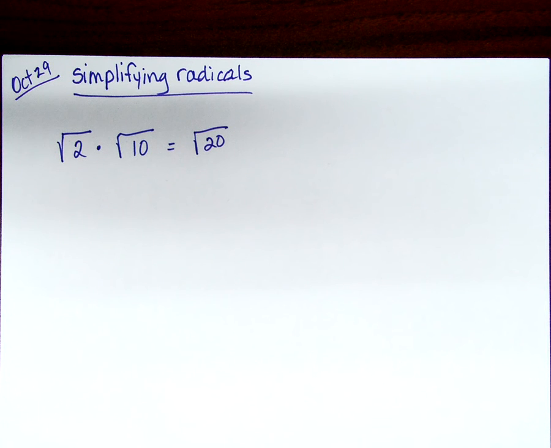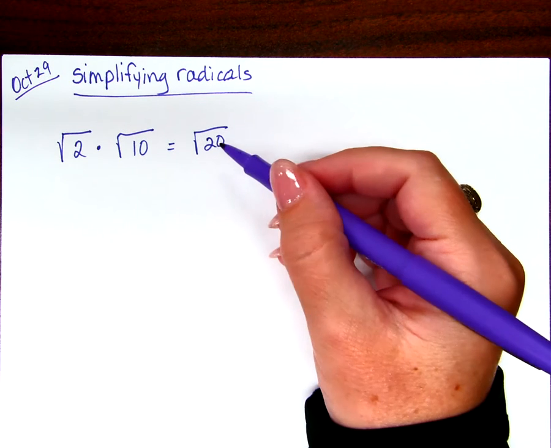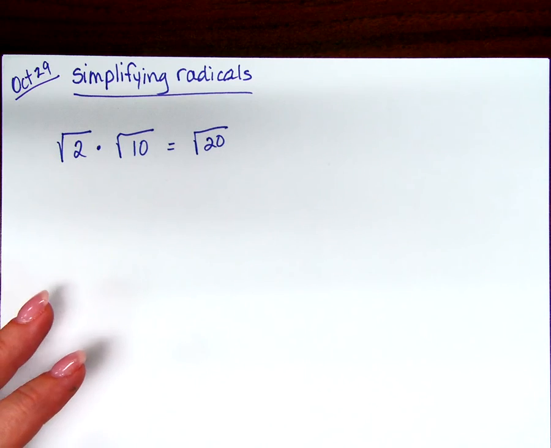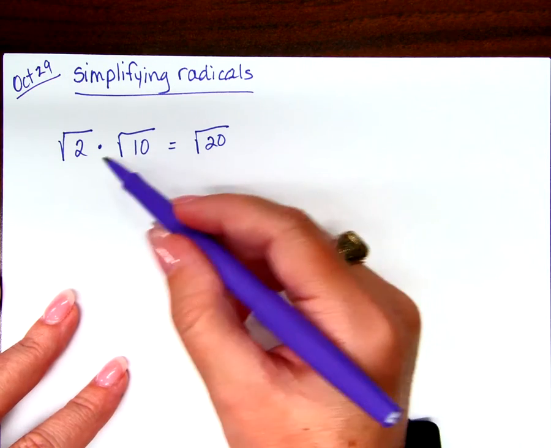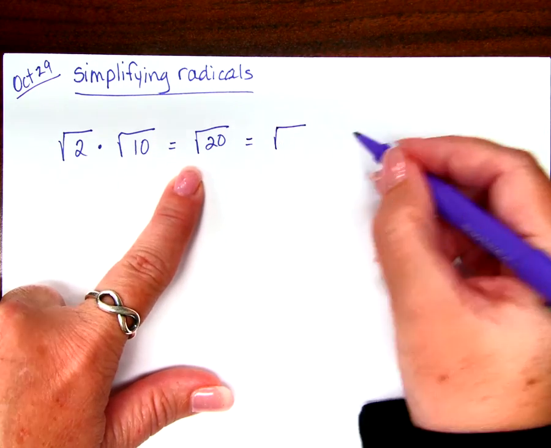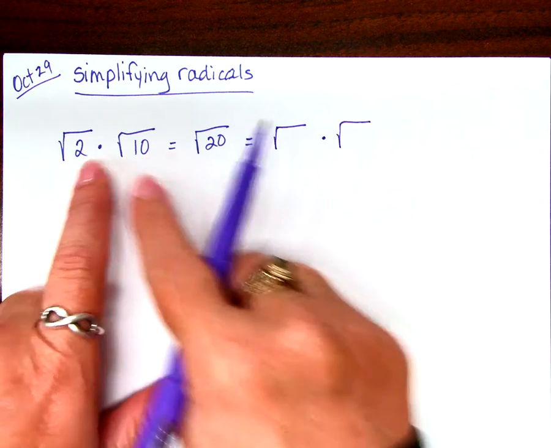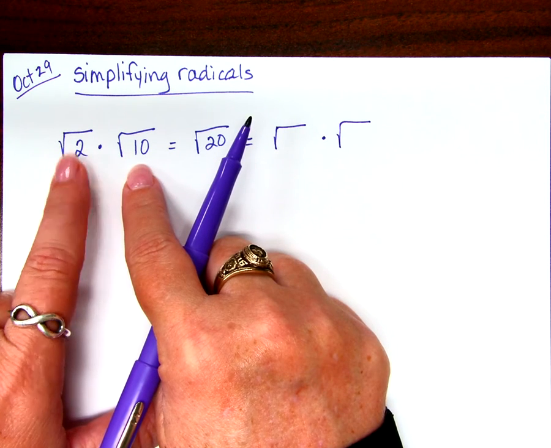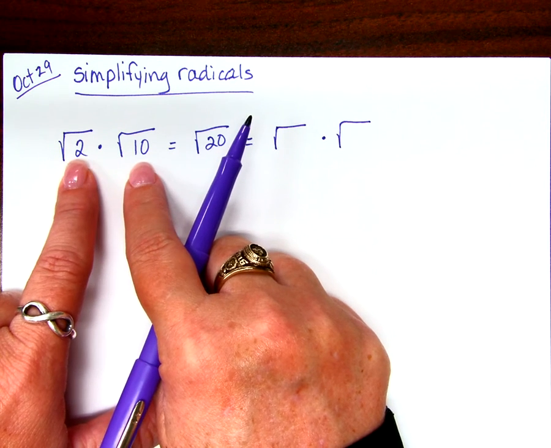Now, if that's what you put on your quiz or your test as your answer, you'll get partial credit because you remembered the first part of the rule. But it's not all the way simplified, right? Because I can do this, because I can go from here to here, does it make sense that I could also take it down into parts again? But I don't want to take it to 2 and 10 because I don't know the square root of 2 and I don't know the square root of 10.